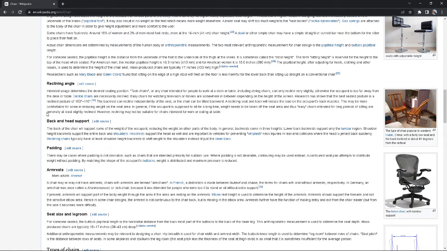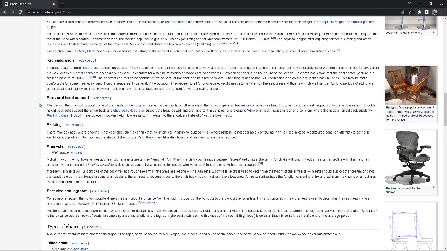Additional anthropometric measurements may be relevant to designing a chair. Hip breadth is used for chair width and armrest width. The buttock-knee length is used to determine leg room in rows of chairs. Seat pitch is the distance between rows of seats. In some airplanes and stadiums, the leg room, the seat pitch less the thickness of the seat at thigh level, is so small that it's sometimes insufficient for the average person.